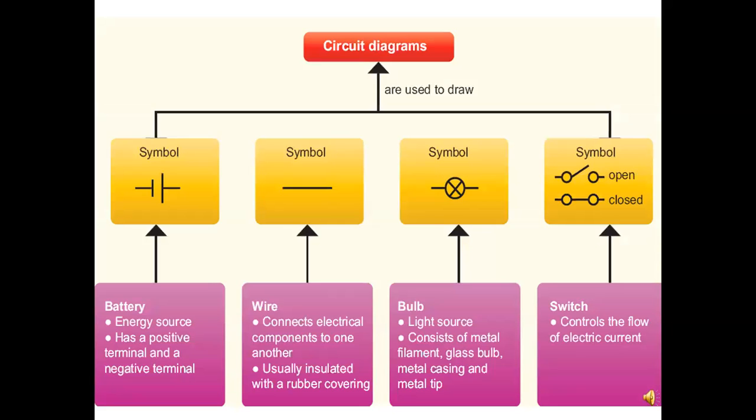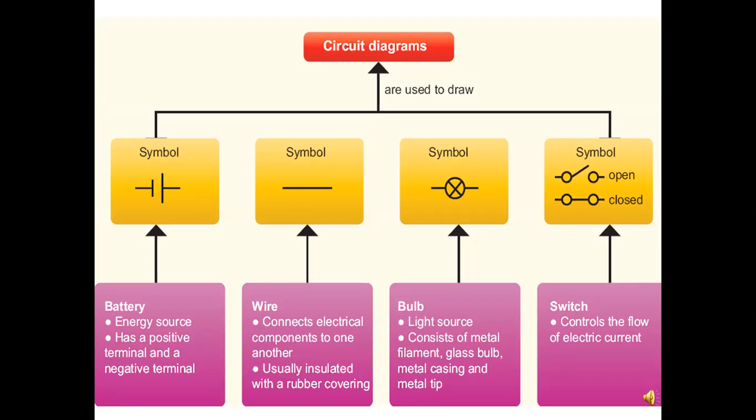Circuit diagrams. In circuit diagrams, many symbols are there. Only some are given here. The first symbol is battery. The second symbol is wire. The third symbol is bulb. And the fourth symbol is switch. These are the important ones for a simple circuit.